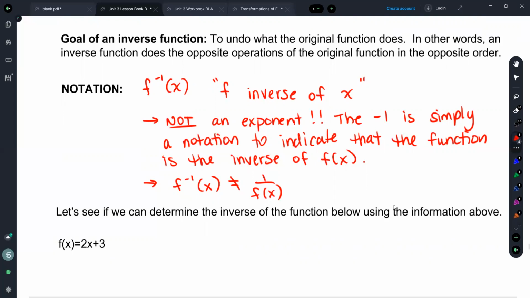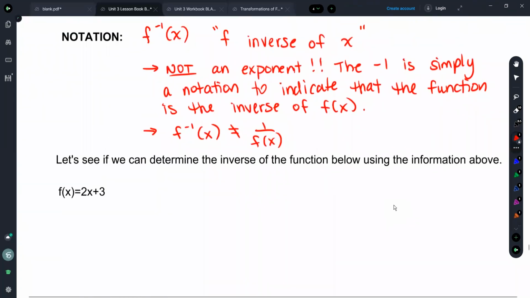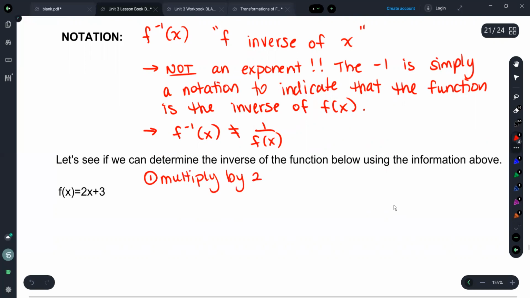Okay, so let's start with something simple. We have f at x equals 2x plus 3. So what are the operations in the order that we would do them for this function? What would we do to x first in this function? What does this tell us to do? We would follow BEDMAS, right? Okay, so multiply by 2. And then second, what would we do? Add 3. Okay, so that's what f at x does.